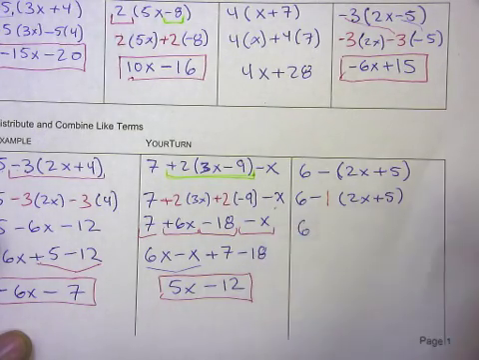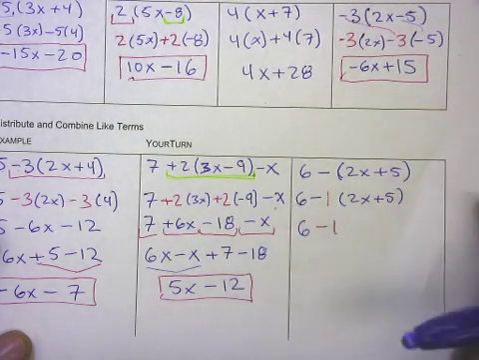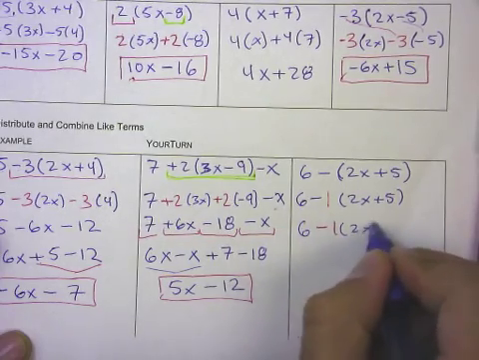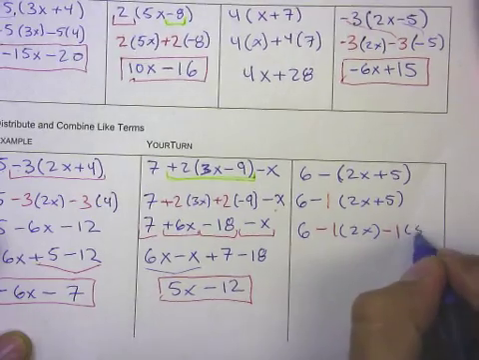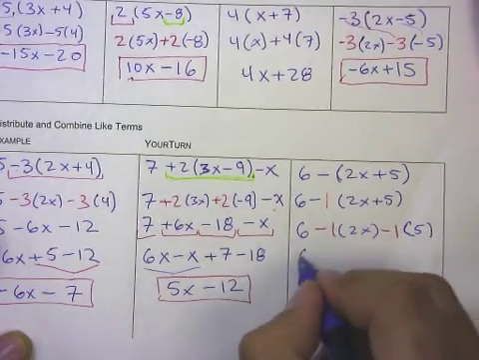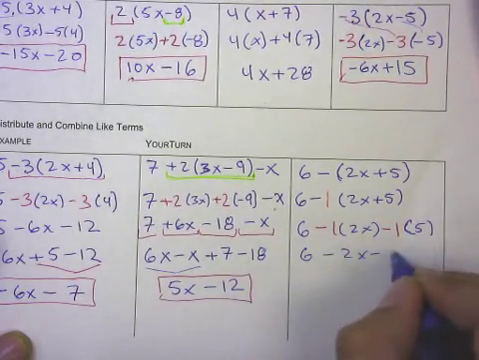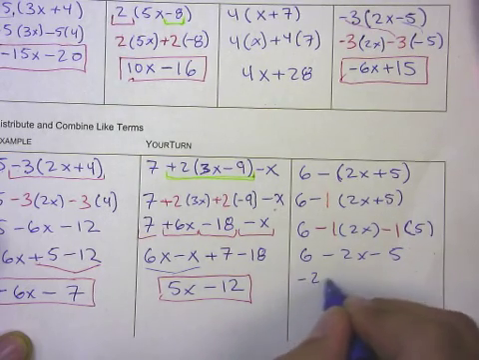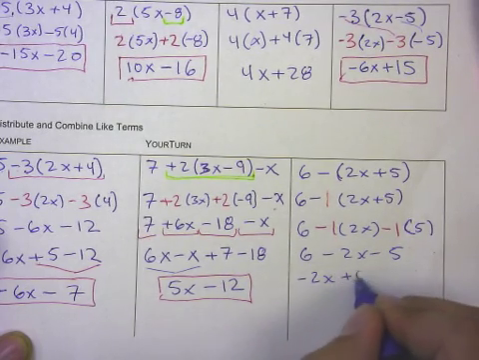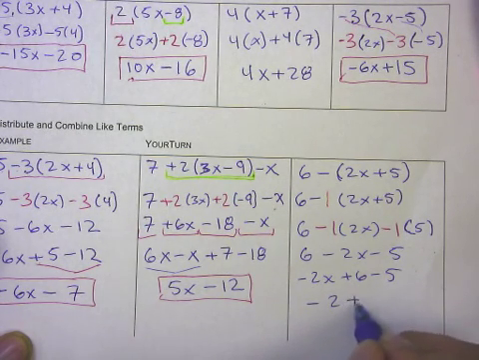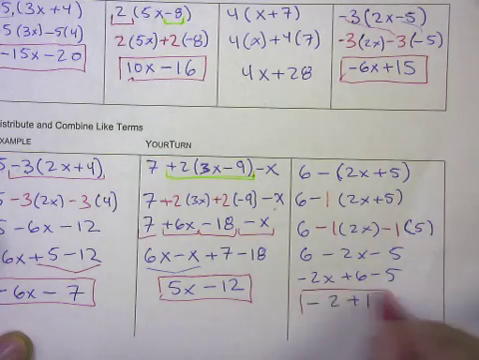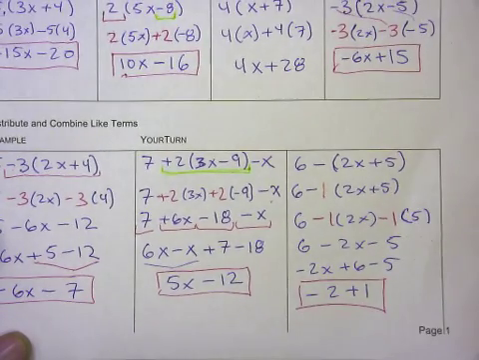So we have 6, and then we have negative 1 times positive 2x, and negative 1 times positive 5. That's 6 minus 2x minus 5. We can reorganize. It's a positive 6. It's a minus 5. And then we can combine like terms. We end up with negative 2x plus 1. Yay!